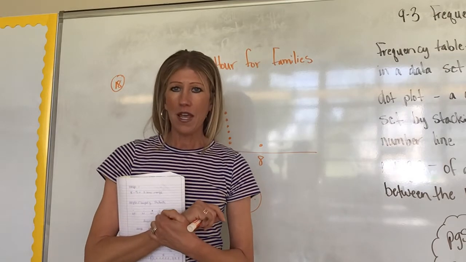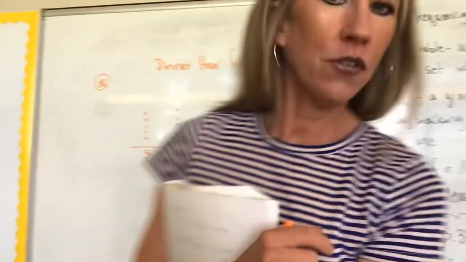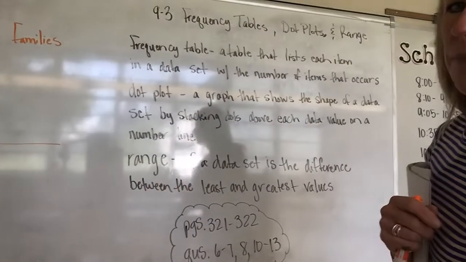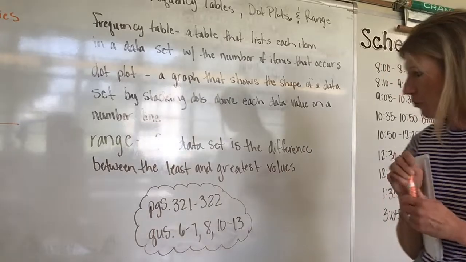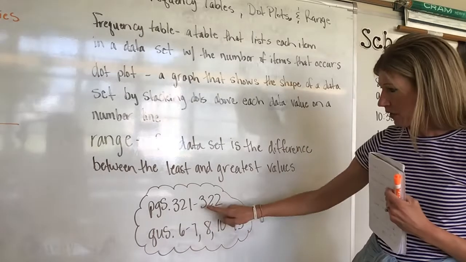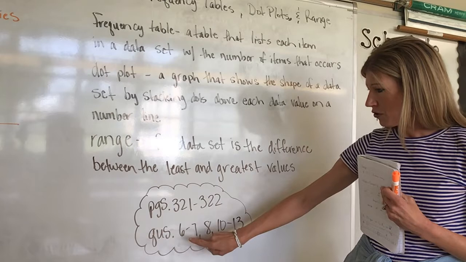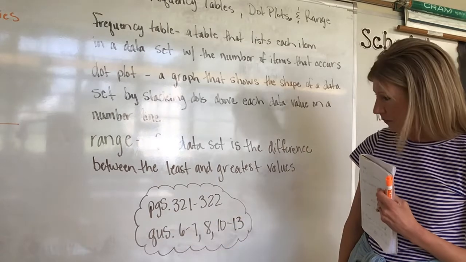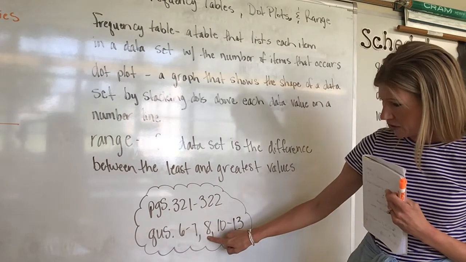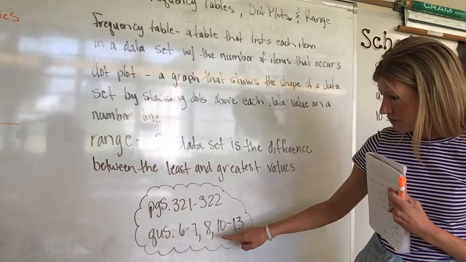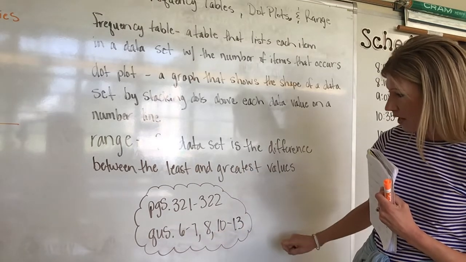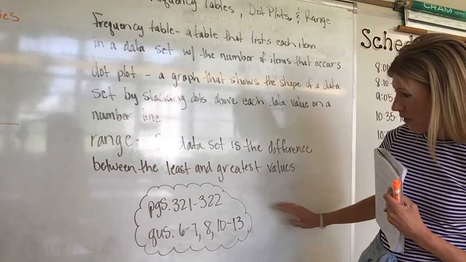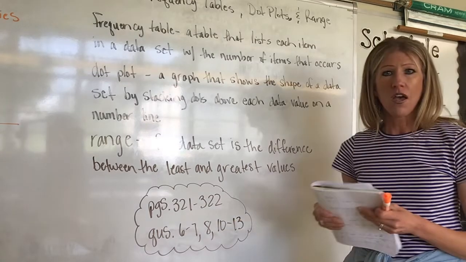Okay, so that's it for today. Let's do our homework. This is also in your email, but you will be looking at pages 321 and 322. These 2 here are frequency tables, so we're setting up frequency tables. This one here is a dot plot. And remember, you're going to do your line and your dots. Every time you see that number, you give it a dot. So get that going. And then here we're looking at ranges.